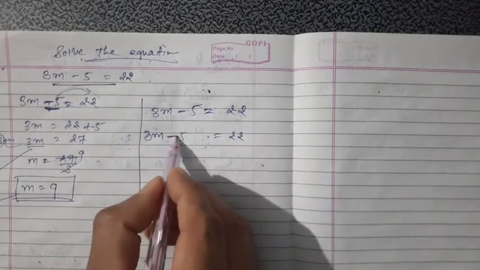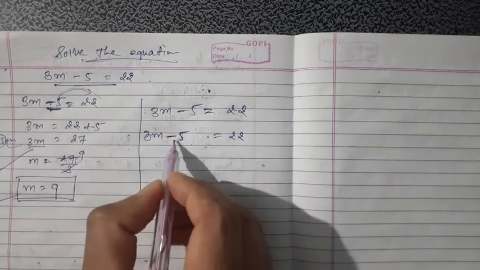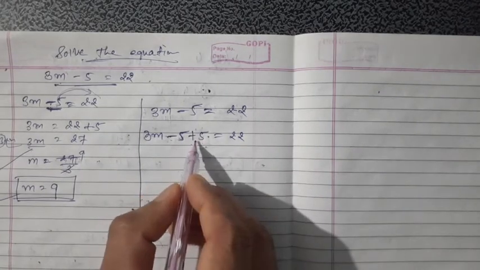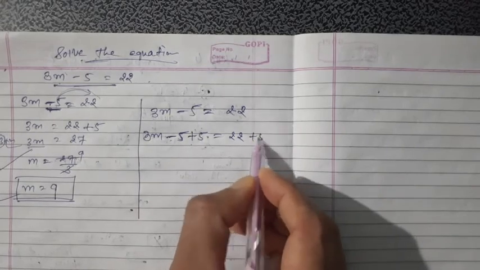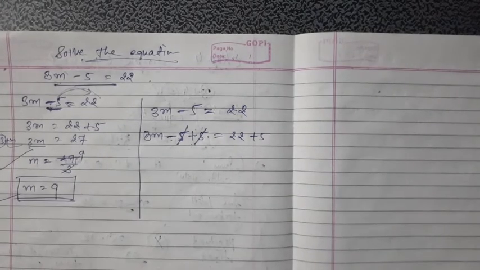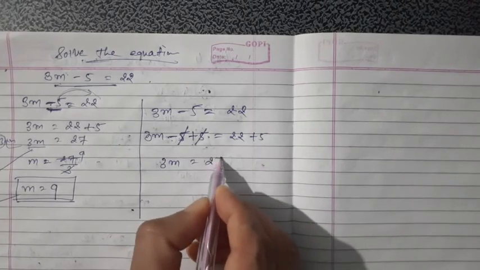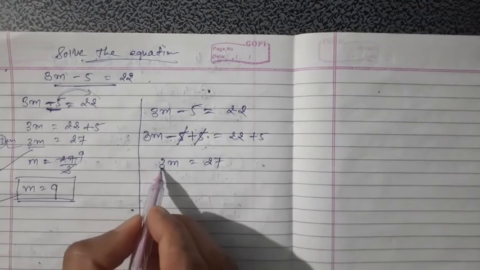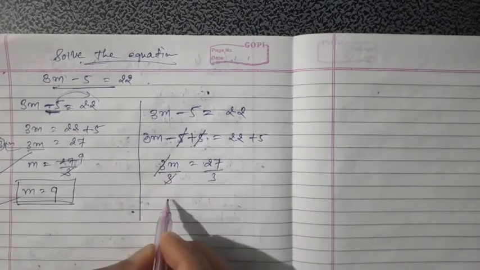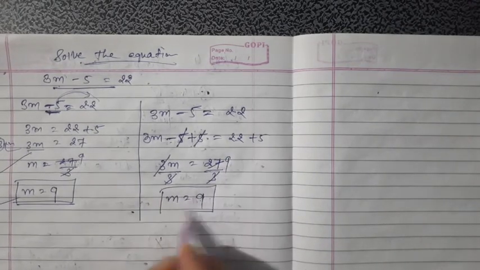Now to remove addition or subtraction, what to do? You just add or subtract the opposite numbers. Here -5 is there, you just add +5. Write down the opposite number, the same on the opposite side, means on both sides. Now -5 plus 5 cancel, because the addition of those two is 0. So 3m equal to 27, that is 22 plus 5. Now to remove 3, what to do? Just divide by 3. Same here, divide by 3. So 3 and 3 cancel. m equal to, now 3 9s are 27, it's 9. So m equal to 9.